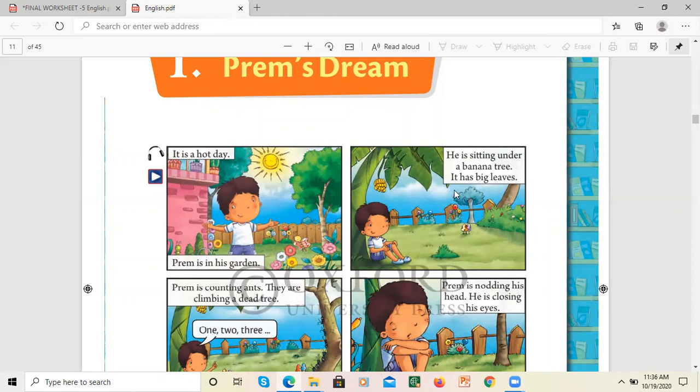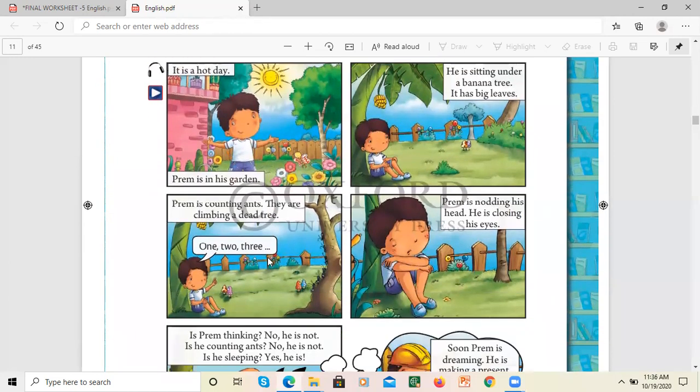He is sitting under a banana tree. It has big leaves. Prem is counting ants, as you can see. They are climbing a dead tree. 1, 2, 3. Prem is nodding his head. He is closing his eyes.